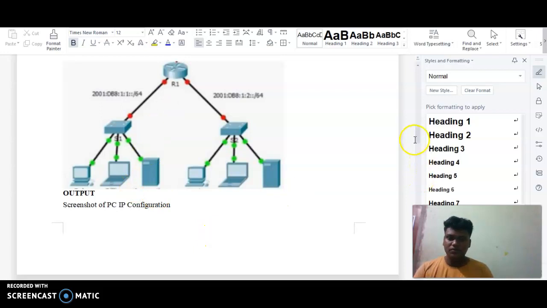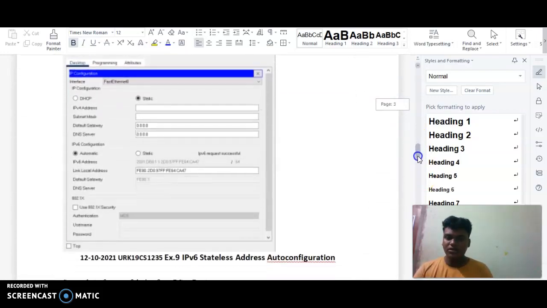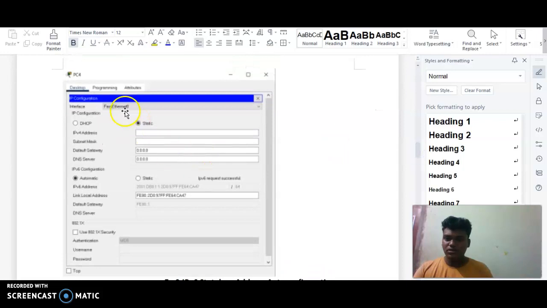Now the screenshot of the PC IP configuration is this one. And this is the desktop programming. This is the IP configuration. One is DHCP and automatic and users.